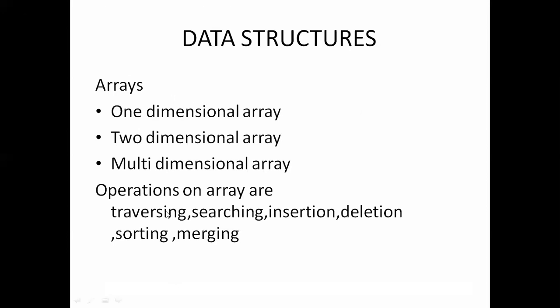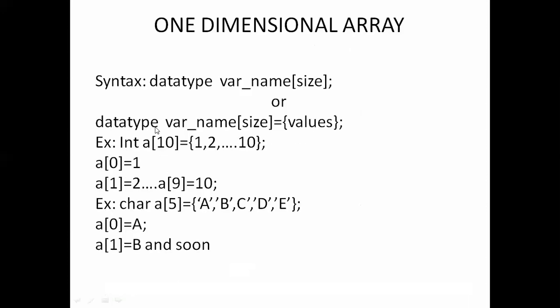Arrays are classified into one-dimensional, two-dimensional, three-dimensional, and multi-dimensional arrays. The array which contains only one subscript we call a one-dimensional array. The syntax for a one-dimensional array is: the data type, then the array name, then in square brackets the size. In this way you have to represent the syntax, or in this way also: same data type, variable name, size.